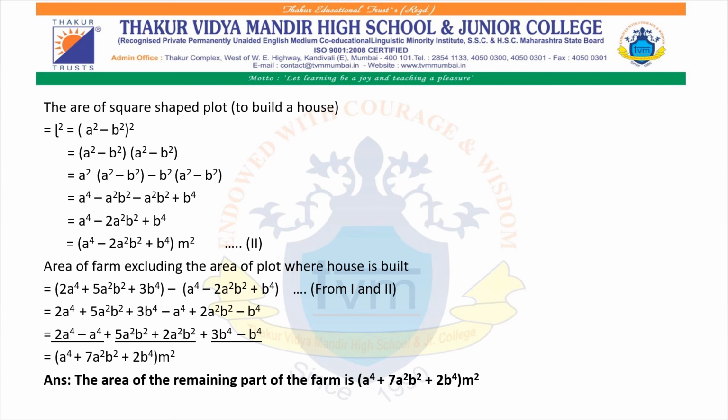So the area of the farm excluding the area of the plot where the house is built, we are going to subtract. So after subtracting, the answer which we are getting is a raised to 4 plus 7a square b square plus 2b raised to 4 meter square. Therefore the area of the remaining part of the farm is a raised to 4 plus 7a square b square plus 2b raised to 4 meter square.